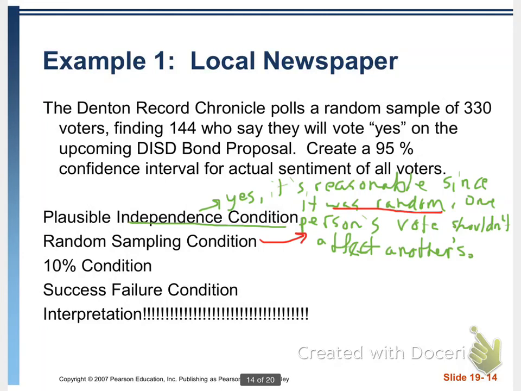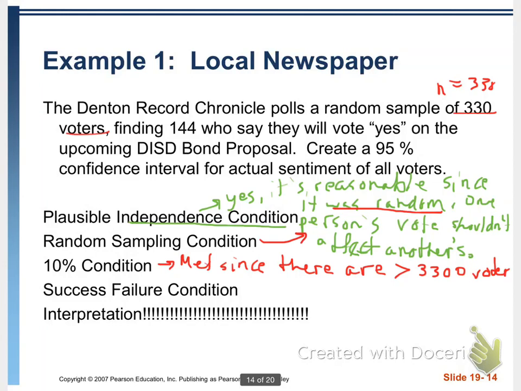It says there was n equals 330. So it's reasonable, or instead of saying reasonable, how about saying the condition is met since there are greater than 3,300 voters in Denton. Okay, so we've met all these three.